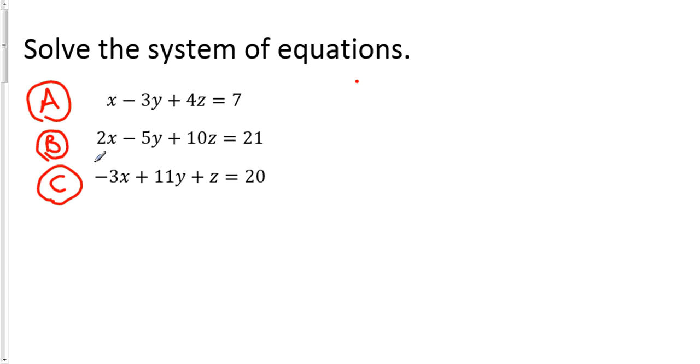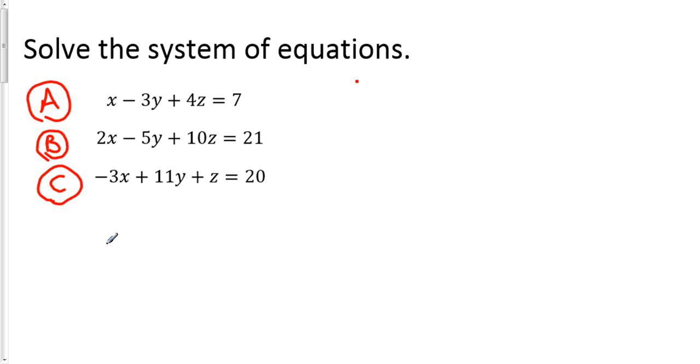So here's the first thing I'm going to do. I'm going to take A, this entire equation, multiply it by -2, and then add it to equation B. That way the -2x and the +2x will cancel out. When I get a solution for that, I'm going to replace equation B, this entire second row, with that new equation. So here we go.